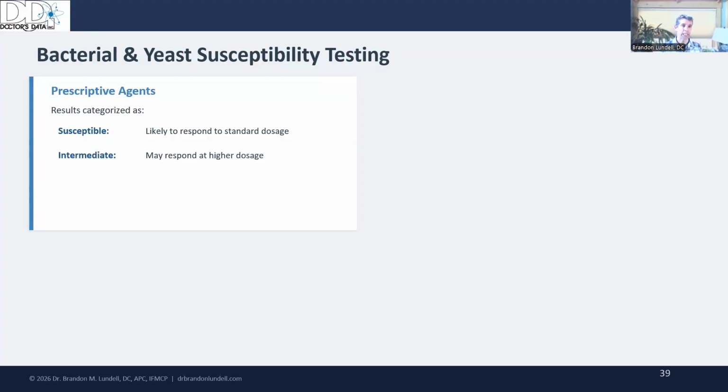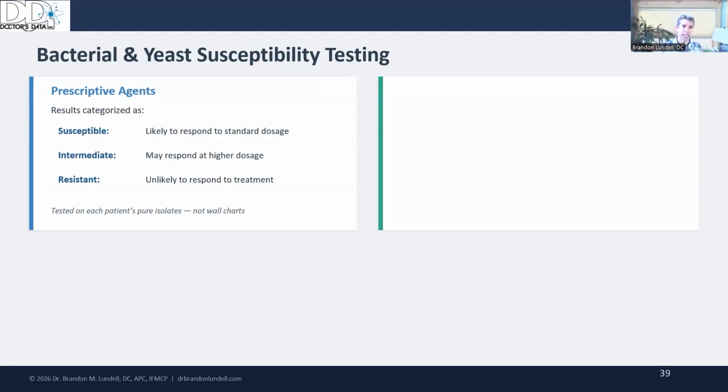And then one of my favorite aspects of the GI 360 and other Doctor's Data tests is that they do bacterial and yeast susceptibility testing. So if it's susceptible and it's in the green, it means it's likely to respond to standard dosing. If it's intermediate, it may respond, but you'll probably have to use higher doses. And then if it's resistant, it's probably not worth using.